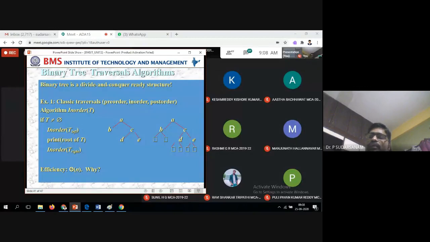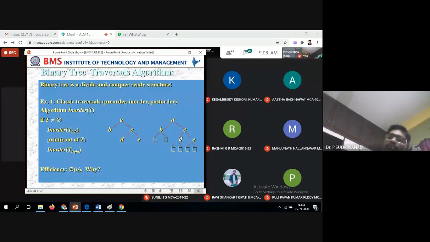At any node, at any level, if you have either 0, 1, or 2 nodes, it is called a binary tree. Strictly binary tree means at any node you take, you have either 0 or 2 nodes. That is called a strictly binary tree. That's what you have learned in the definitions for data structures.